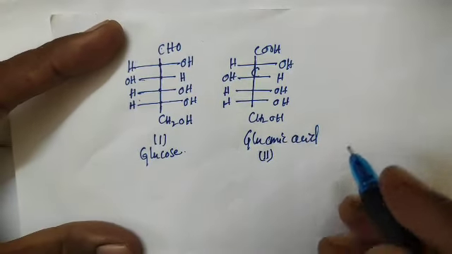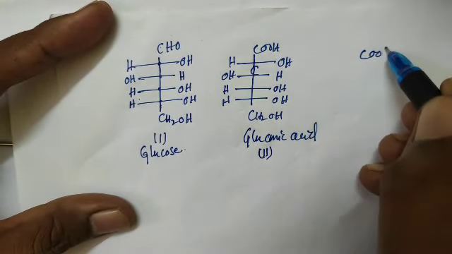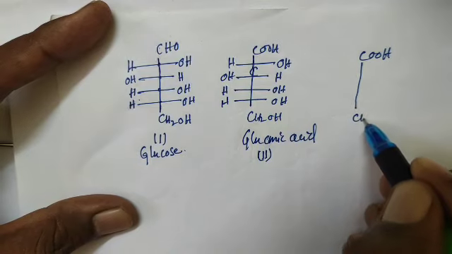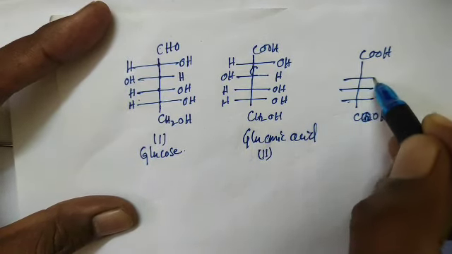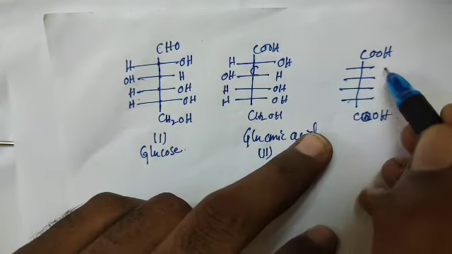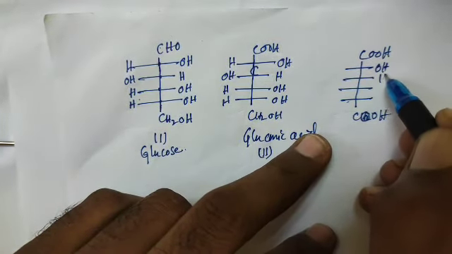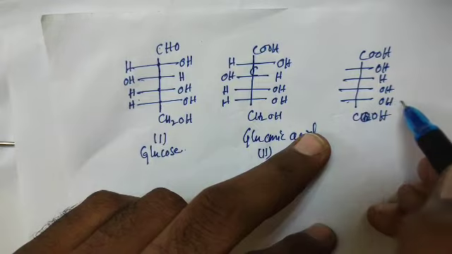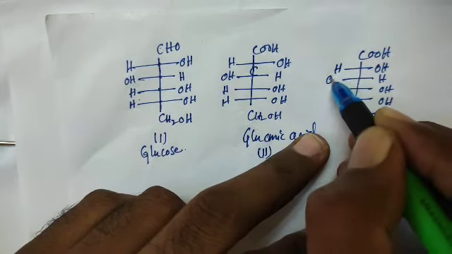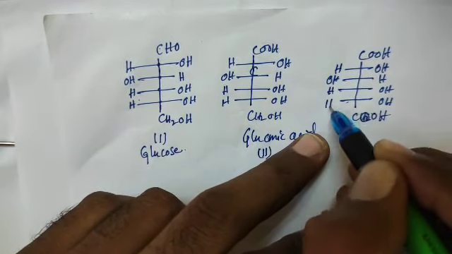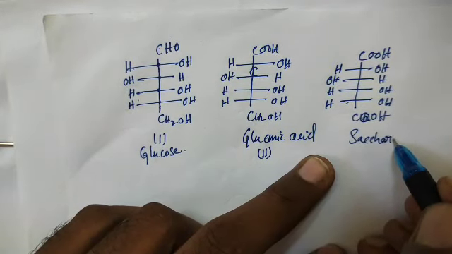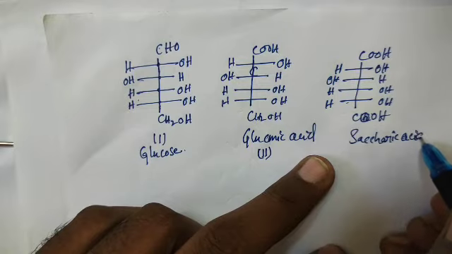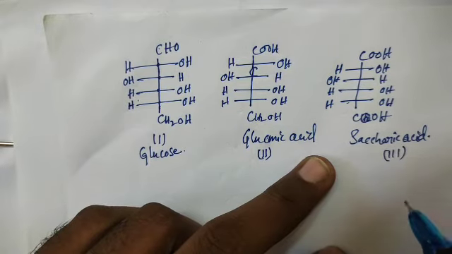Next, saccharic acid is also there, with COOH at both ends and OH, H, OH, OH, H, OH, H, H in between. This is saccharic acid, structure number 3.